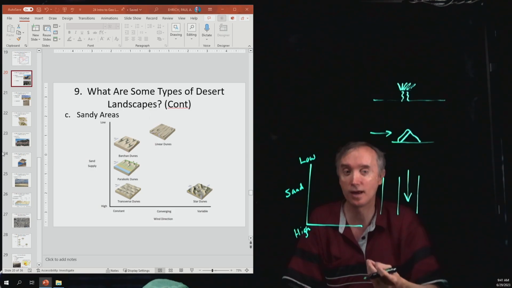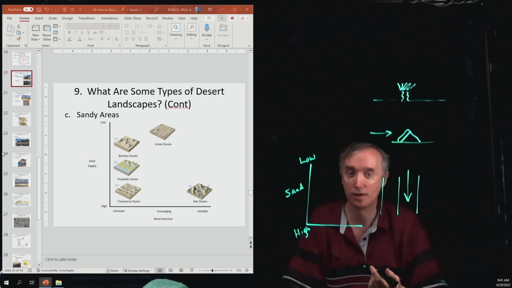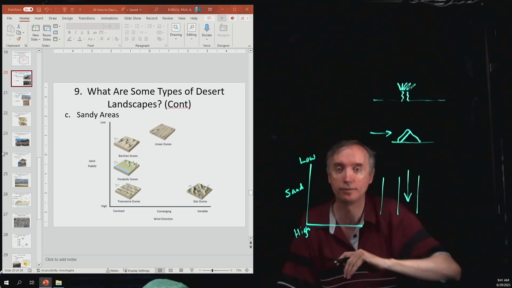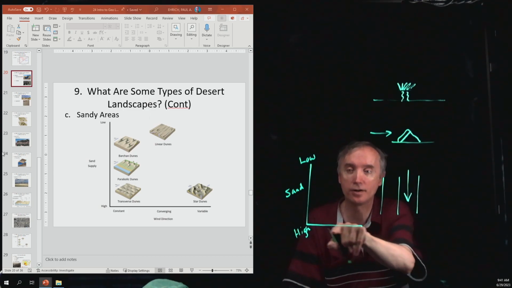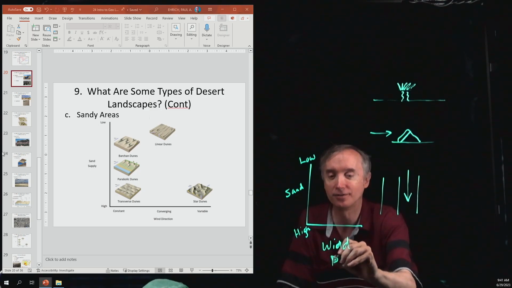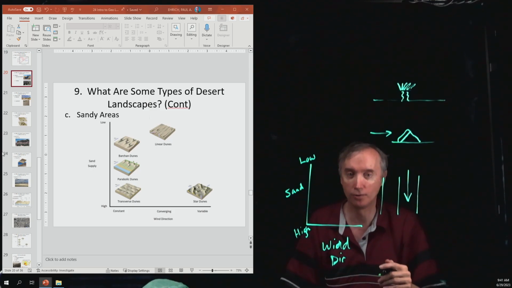But you can also have areas that are deserts, but they don't have a lot of sand. And so that's going to be up at the top of the chart. Now, going across the bottom of the chart is going to be the wind direction. And so this is what is the direction that the wind is blowing in.